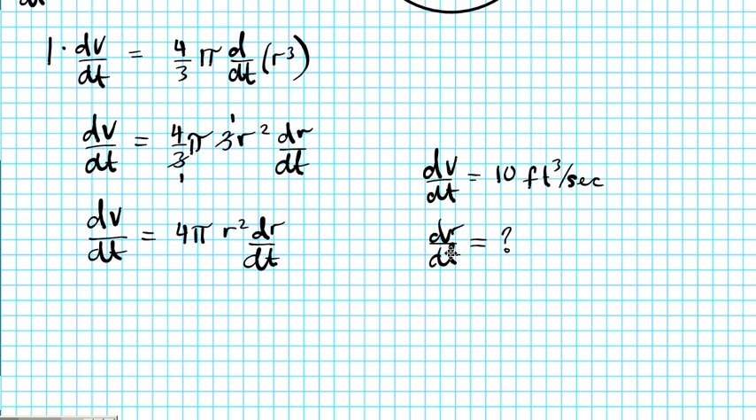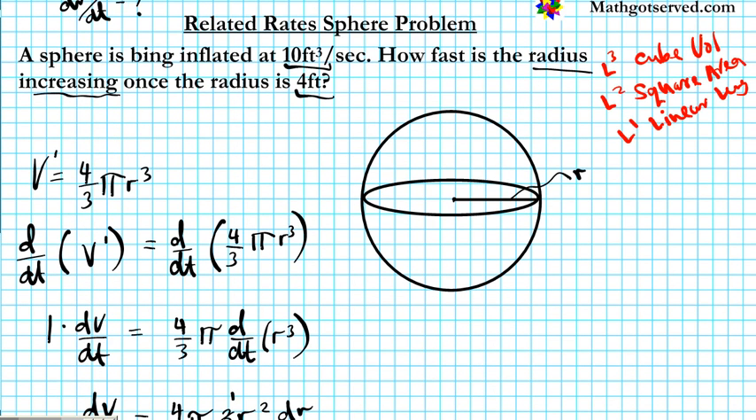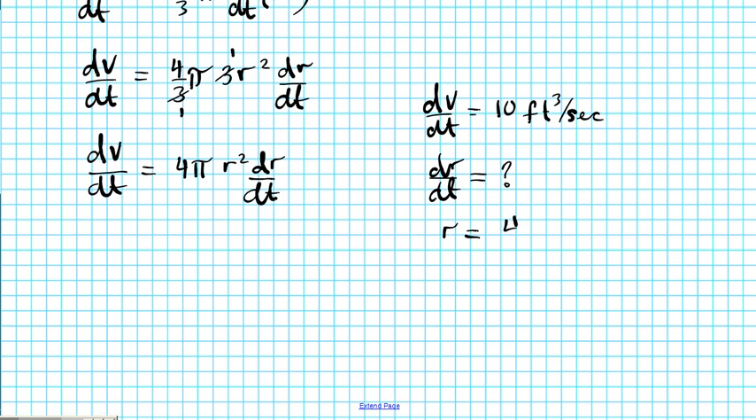But we're looking for the dr dt at a particular point in time. That is when the radius is what? When the radius is 4 feet, okay? So we're going to plug in all these pieces of information into this, and then we're going to solve for dr dt. So I'm going to leave out the units. When we're done, we'll talk about units, all right? So dv dt is 10 equals 4 pi. R is 4, right? So we're going to be squaring that. 4 squared dr dt. Okay? So this becomes 10 equals 4 squared is 16. 16 times 4 is 64 pi dr dt.